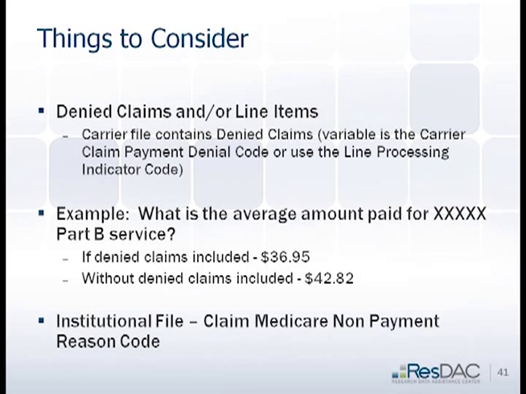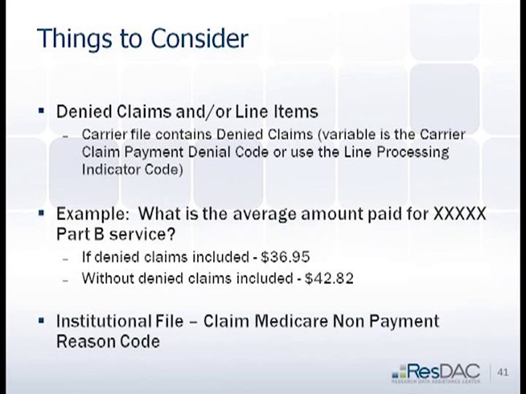But what was really paid, if I get rid of any denied claims, the average was $42.82. So it does make a difference in the prices if you include those, because anything that's denied will have a zero claim payment amount. It will also have a zero allowed charge amount. And you obviously don't want to include those in any kind of mean or average calculations.